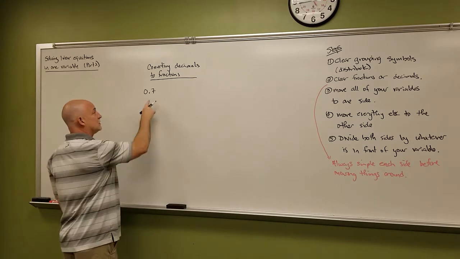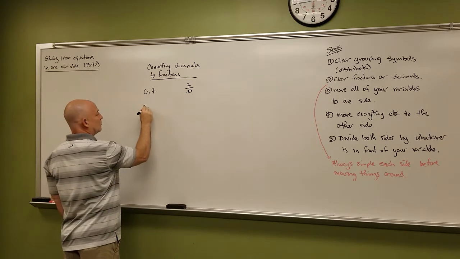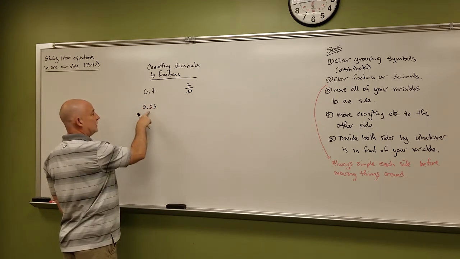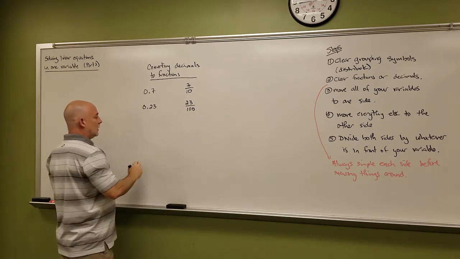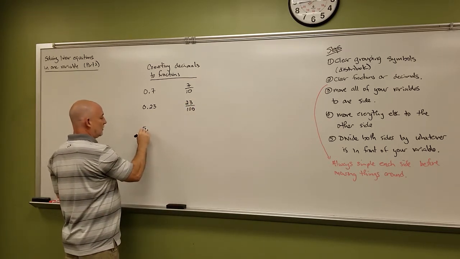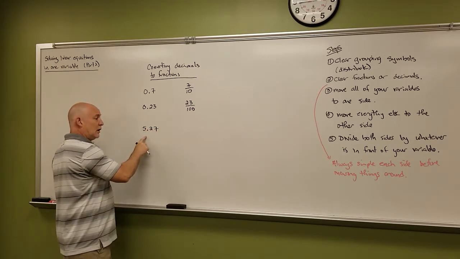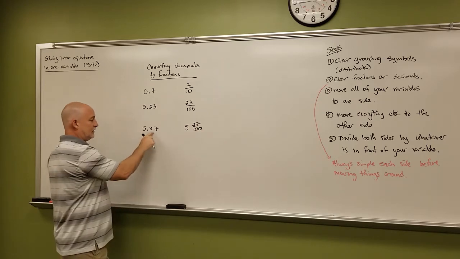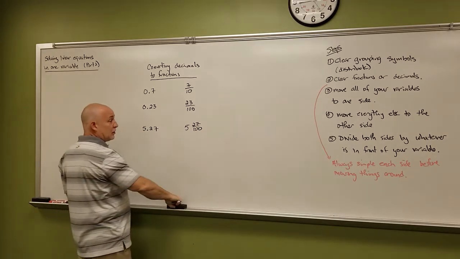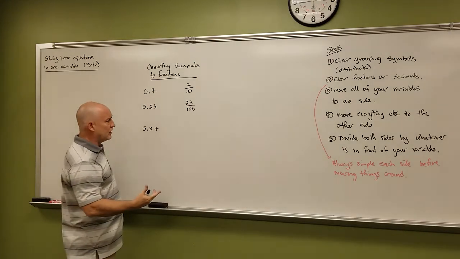Well, if you read this, this is 7/10. So if I said 0.23, again, if you read that, that's 23/100. Or let's make it hard, 5.27. This is a little bit difficult. A lot of students say, well, I can write that as a mixed number, 5 and 27/100, right? That's fine. You can do that if you want, but it adds an extra step in there. And we really don't want to work with mixed numbers either.